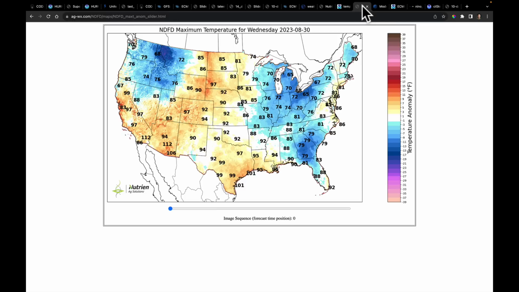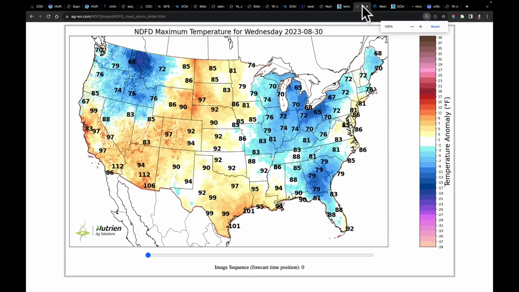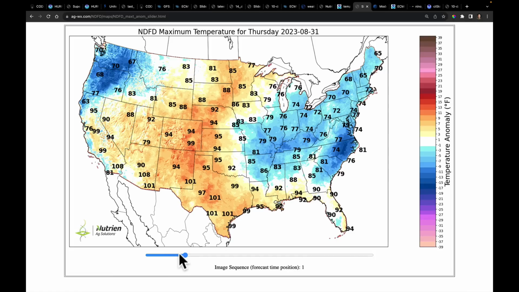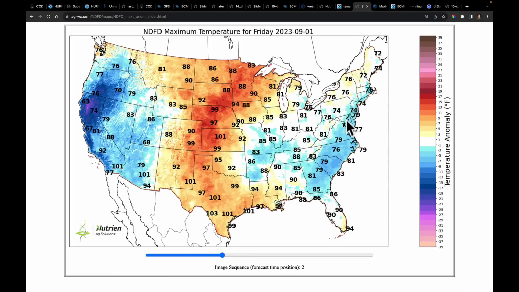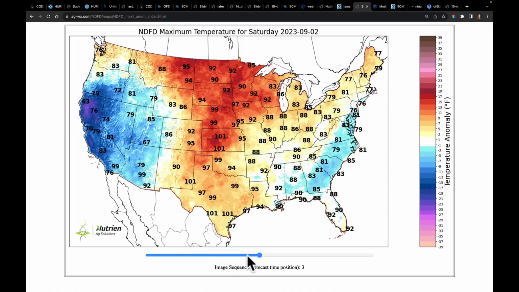And here's the latest update I've got from the National Digital Forecast Database. So here are today's highs. We're going to play this into Thursday and Friday. So the cooler air clears, the cloud cover clears, the heat builds back in behind it. Deeper troughs, a lot of storms here coming into the west late this week and into the weekend.